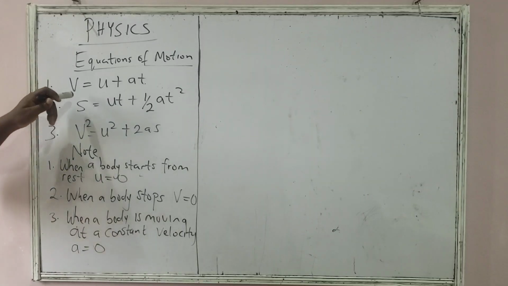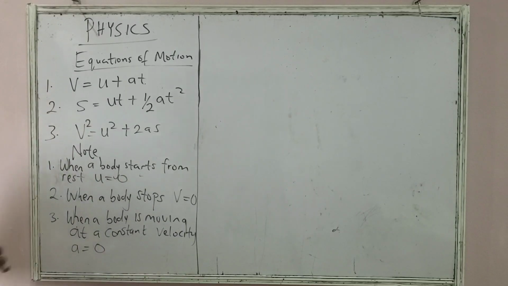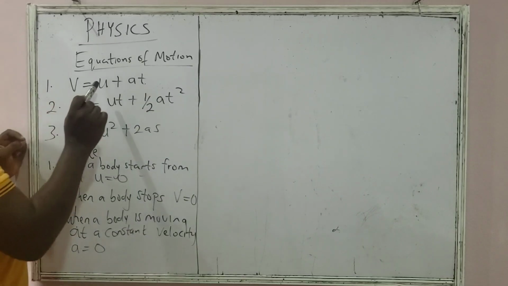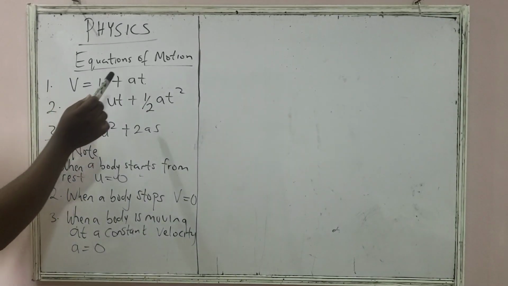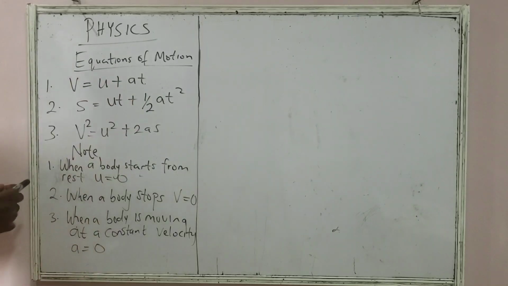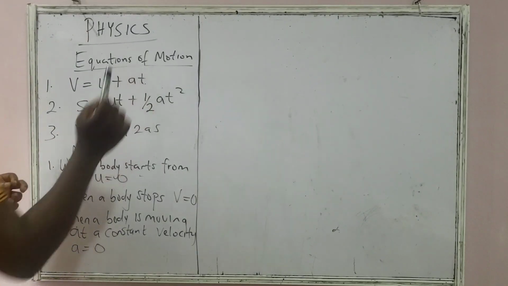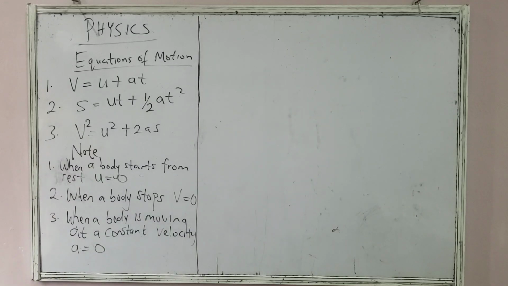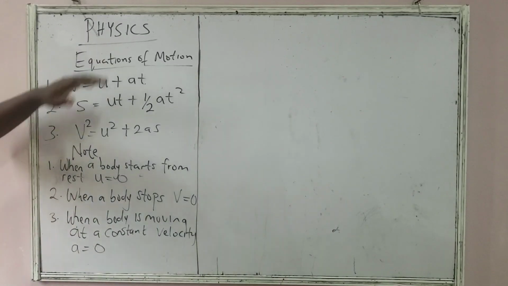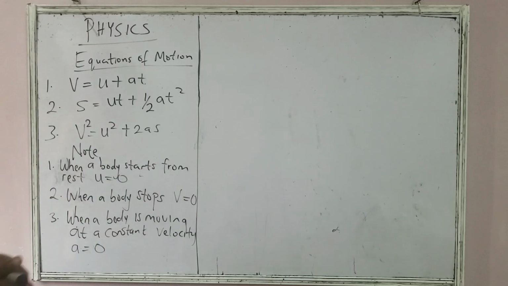So this V here is our final velocity. The U is our initial velocity, the A is the acceleration, the T is the time taken, and this S here is our distance covered. I'll be showing us one by one how we get these formulas. So let me start.